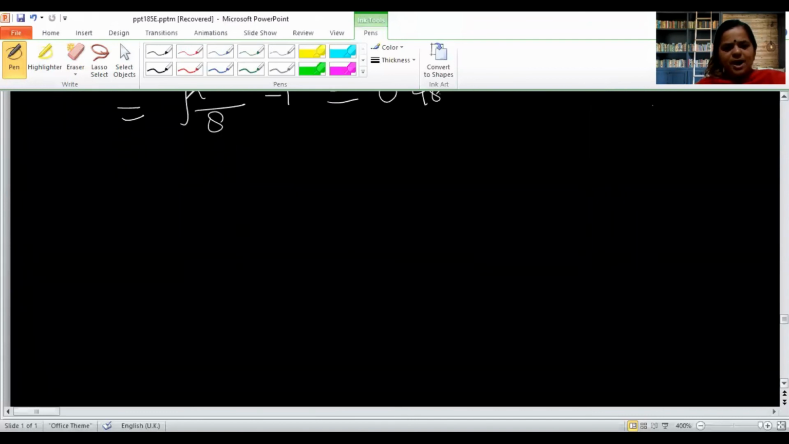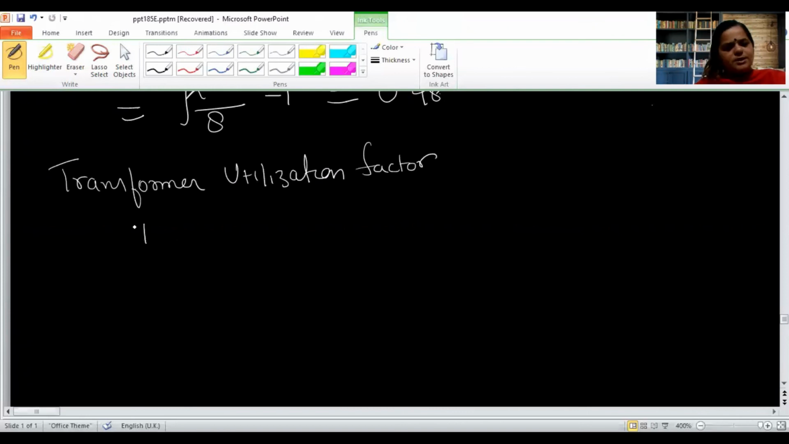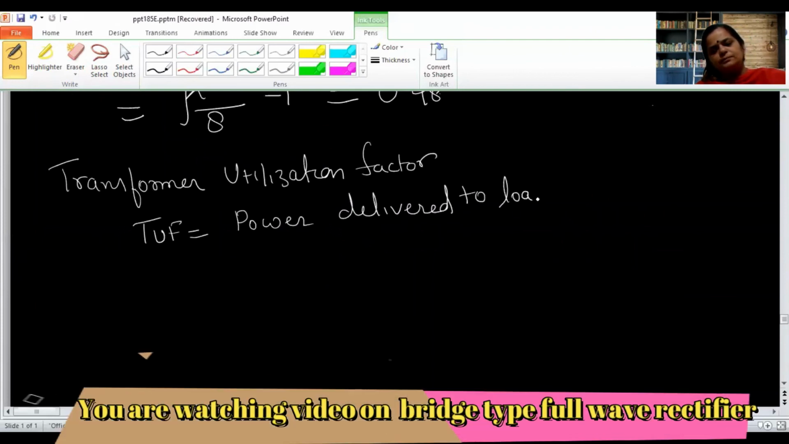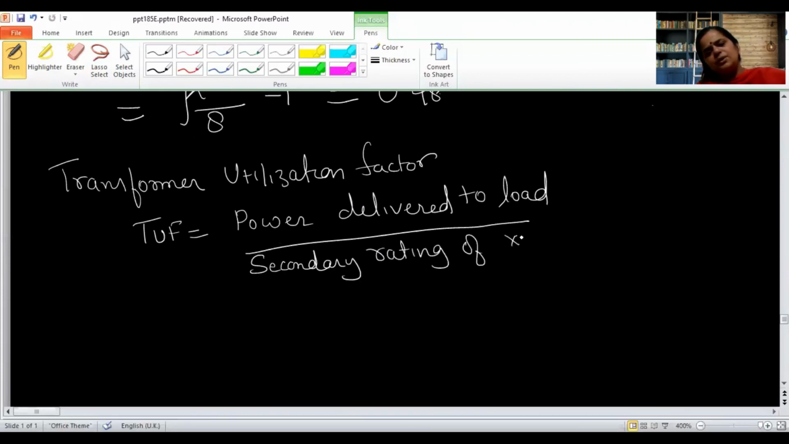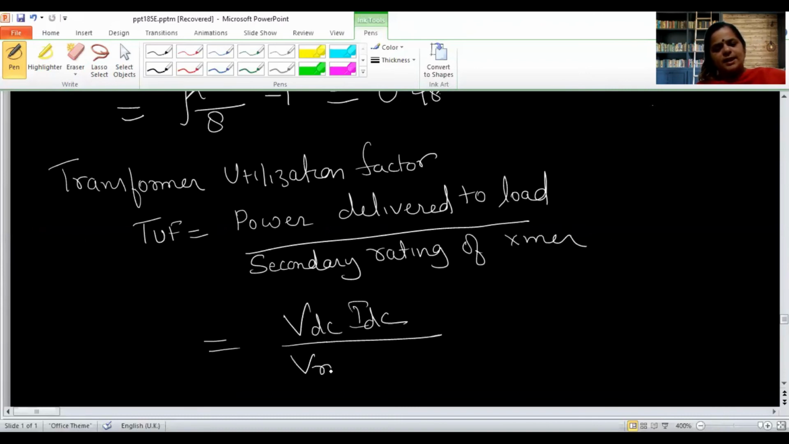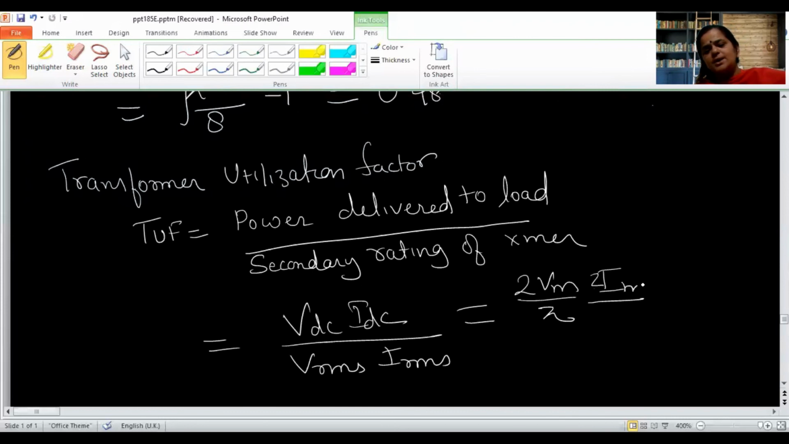Now the next parameter, that is the last parameter, is the transformer utilization factor. It is represented by TUF, and this is equal to the power delivered to the load divided by the secondary rating of the transformer. Power delivered to the load is VDC into IDC, and the secondary winding rating of a transformer is VRMS IRMS. Now VDC I can write as Vm upon pi, and IDC I can write as Im upon pi.